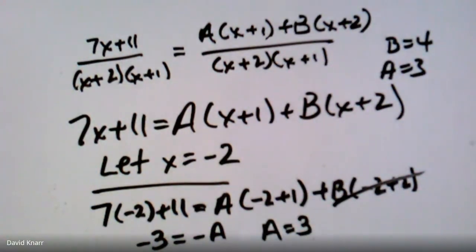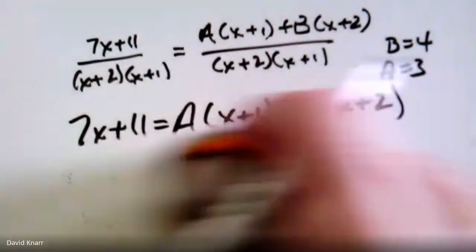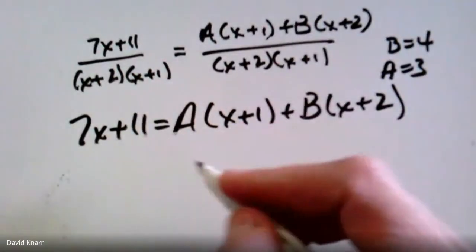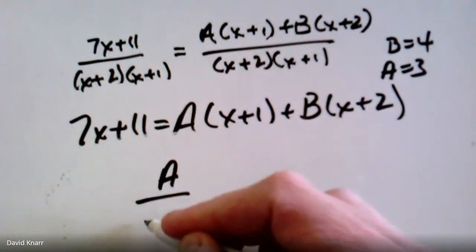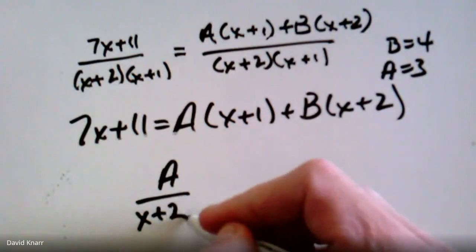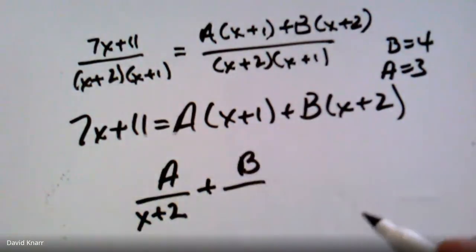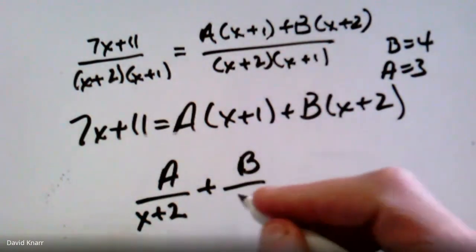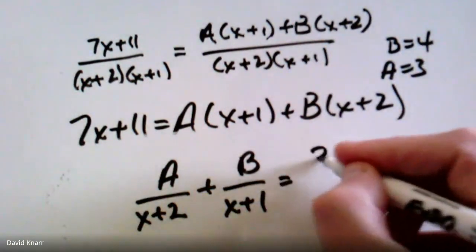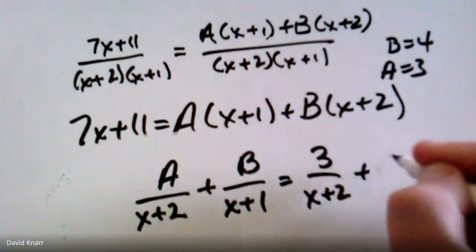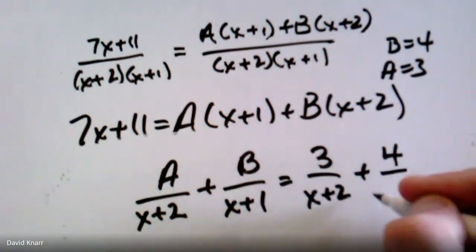So now if you go back to your original decomposition, a over x plus 2 plus b over x plus 1, then I know a is 3 and b is 4.